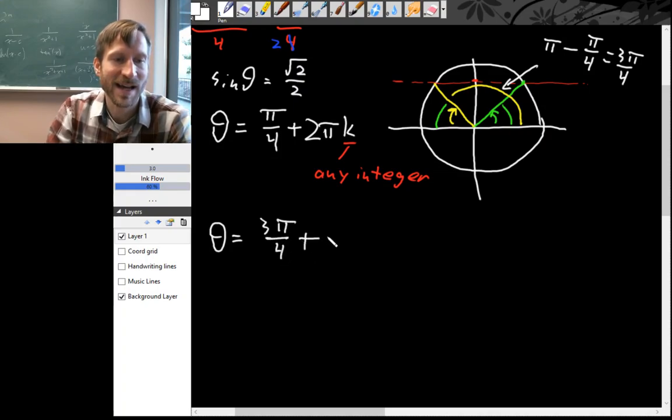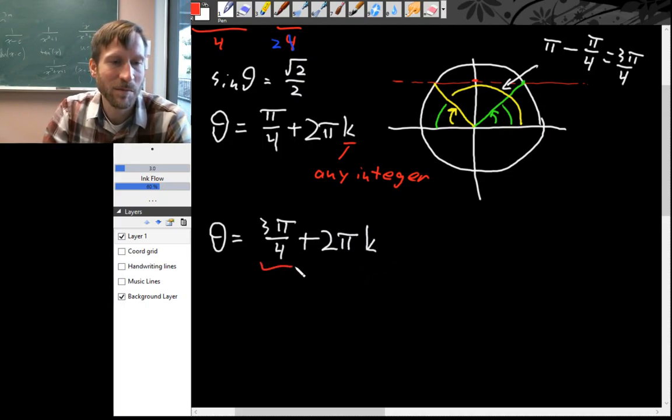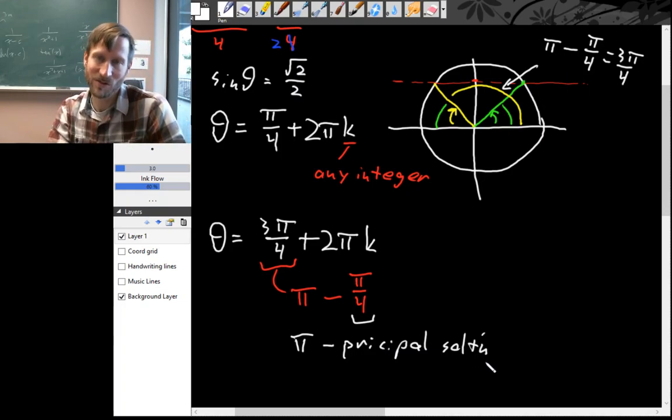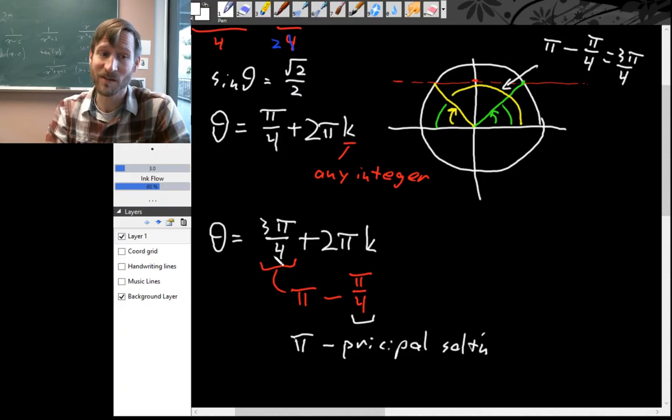And of course, we can add any multiple of the period of sine, so plus 2 pi k. Okay, and the thing to remember here is that this symmetric solution, 3 pi over 4, was pi minus our original solution, pi over 4. This original solution I usually call the principal solution. So for sine, the symmetric solution is pi minus the principal solution. Okay, that is different from cosine. For cosine, the symmetric solution was just the negative of the principal solution. But for sine, it's pi minus the principal solution.